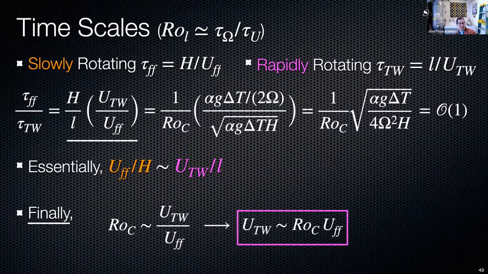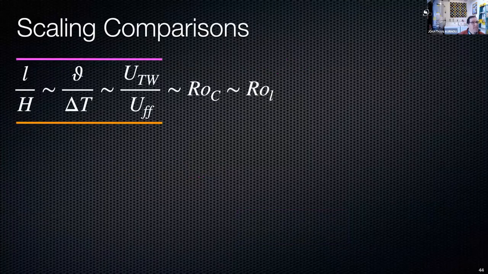In addition, we can rewrite that and simply point out that U thermal wind is then Ro_C times free fall. So it's a very clean tie between the scales of the slowly rotating and the rapidly rotating system. Okay, so then we can tie all our scalings together. On top, we have the rapidly rotating scales, and on the bottom of all these ratios, we have the slowly rotating. They're all proportional to Ro_C, which is comparable to Ro_L. So that's very clean.